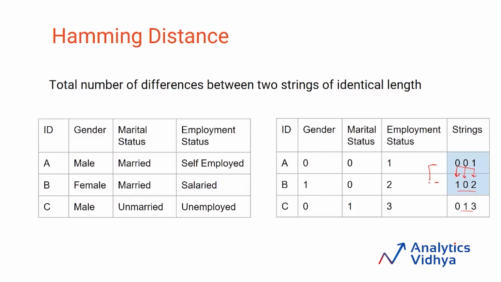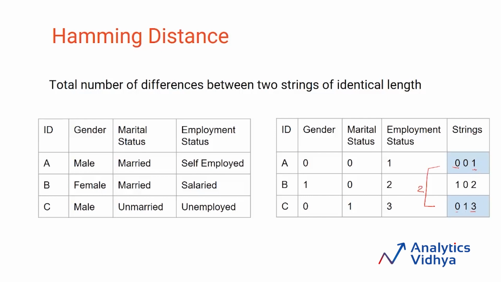So the distance between A and B will be 2. Now if I compare A and C, suppose we have the first value 0 in both cases, so I say that this does not change. And this second value changed, yes. And then we have the third value that changed from 1 to 3. So again, we have the distance for A and C to be 2.